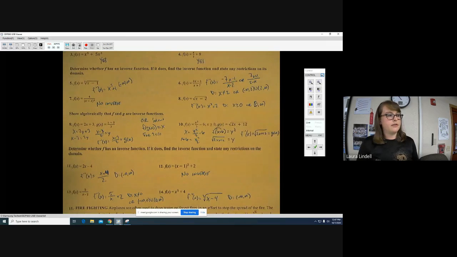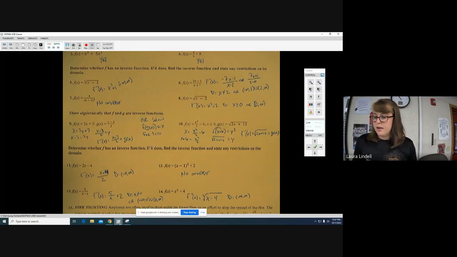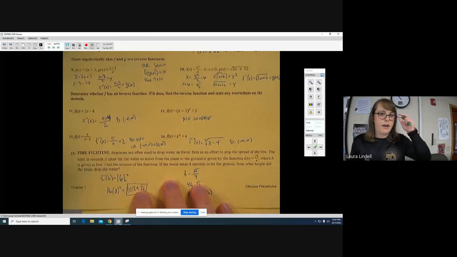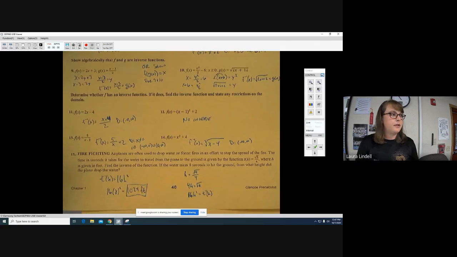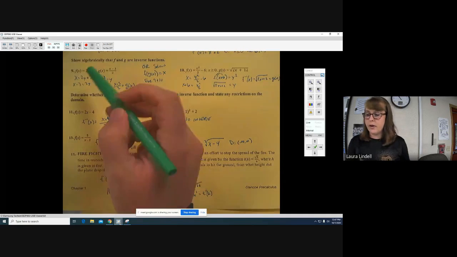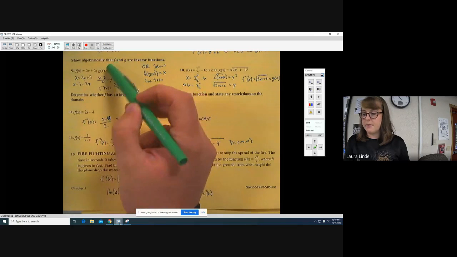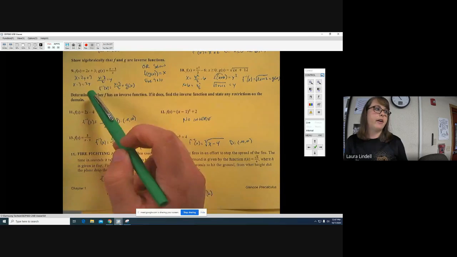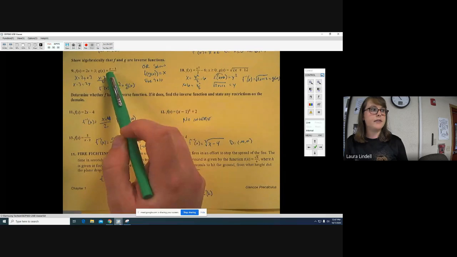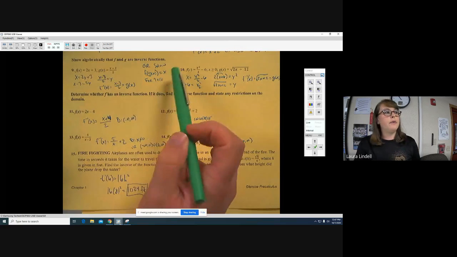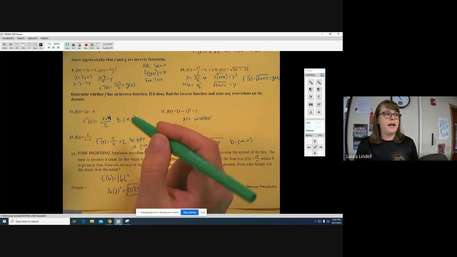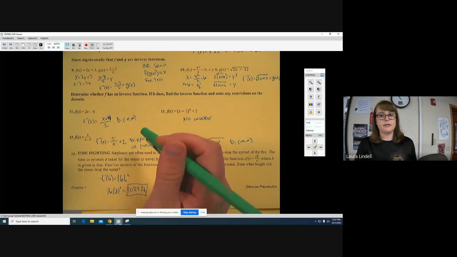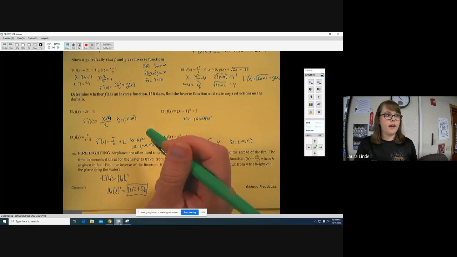7 has no inverse, doesn't pass the horizontal line test. 8 is x squared plus 2, and the domain is x values greater than or equal to 0. 9, showing algebraically that they are inverse functions. There's 2 different ways you can do it. The first way is to find the inverse of one of them and confirm that it's the same as the other function. So like I found the inverse of f here, and it turns out that it's the same as g of x. Or you can show that f of g of x equals x, and that g of f of x equals x. Either way you want to do that one is fine.